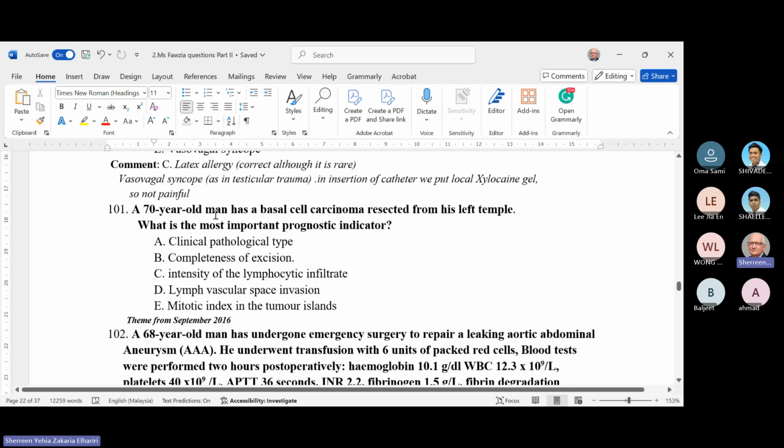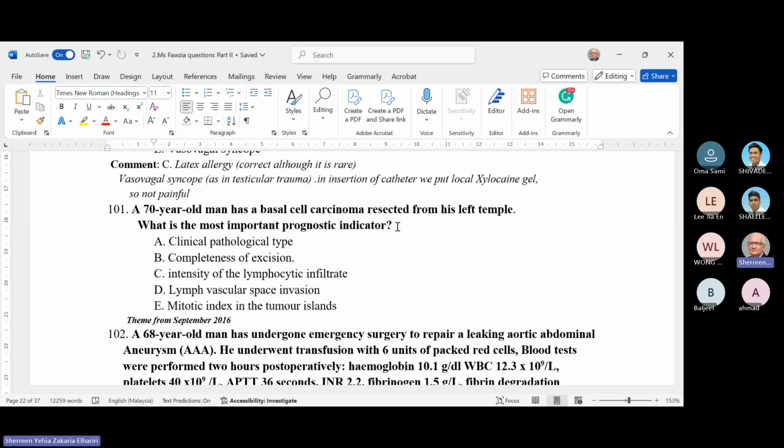Okay. A 70 years old man with basal cell carcinoma resected from the left temple, what is the most appropriate prognostic indicator? Of course, basal cell carcinoma is locally malignant, it never spreads, does not go to lymphatics, not like melanoma, not like squamous cell carcinoma. So to excise with a good safety margin is a big achievement. If you make complete excision with a safety margin of minimal half centimeter, it is good. We don't need to look for lymph nodes or anything. So the answer here is completeness of excision.